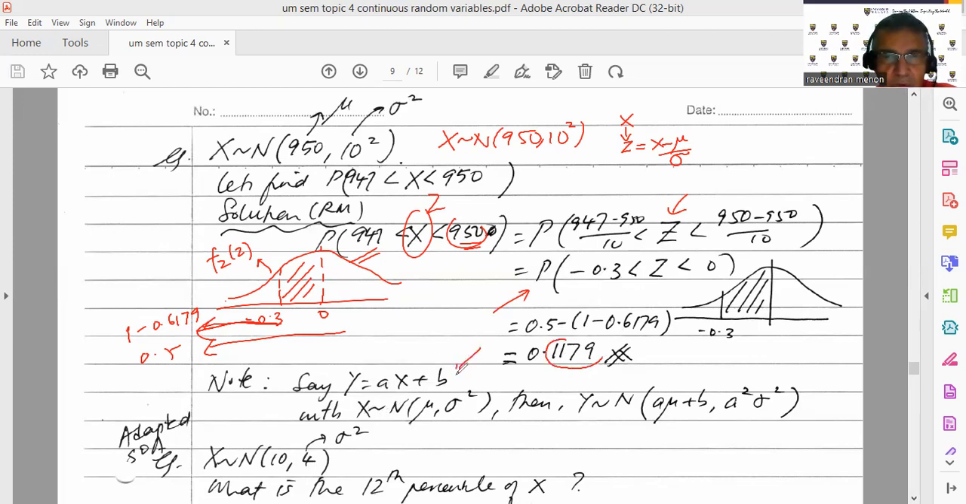Just take note of this. This is not hard. If y equals ax plus b, and if x is normal with mean mu and variance sigma squared, then y is also normal, with mean a times the expected value of x, which is mu, plus b. That's what you see here. And the variance is easy. It's just a squared times the variance of x, that'll be a squared sigma squared. Okay, so let's move on and look at another example.